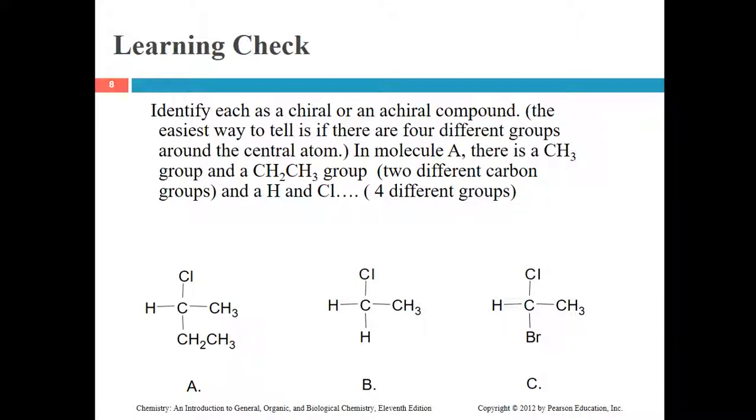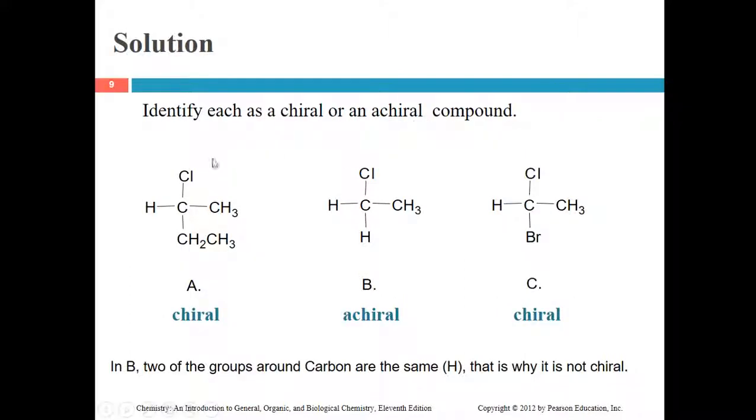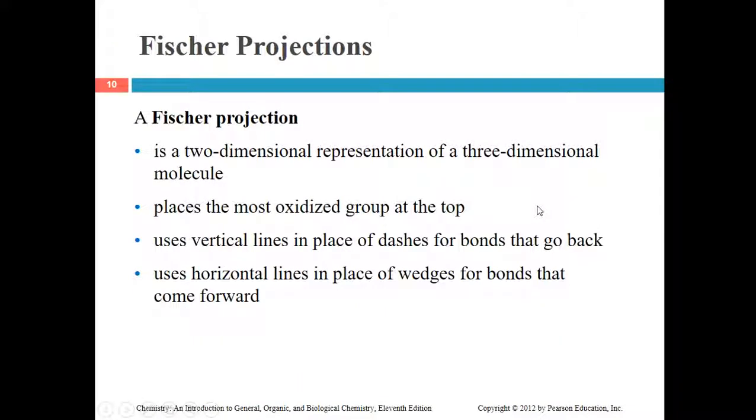Press pause and come back. Well, we looked at this one. This carbon has 4 different groups attached to it. It has a chlorine, a hydrogen, a methyl, and an ethyl. So it is chiral. This B is not chiral. It is achiral. Why? Because this carbon has 2 items that are the same. It has a hydrogen and a hydrogen. Right there, not chiral. Okay, number C is chiral also because it has 4 different kinds of groups around the carbon.